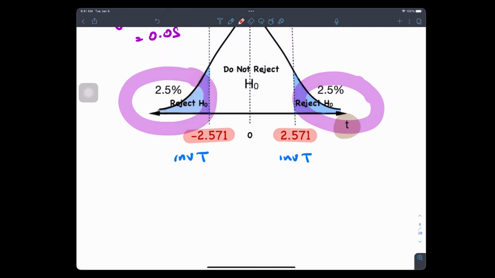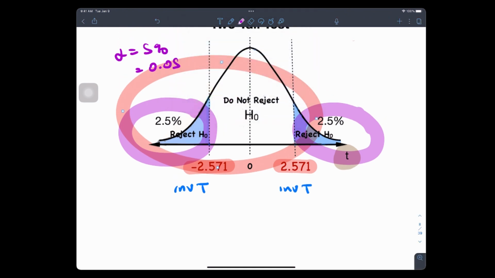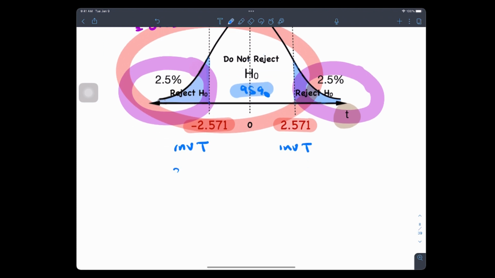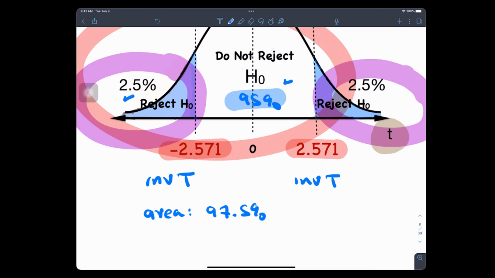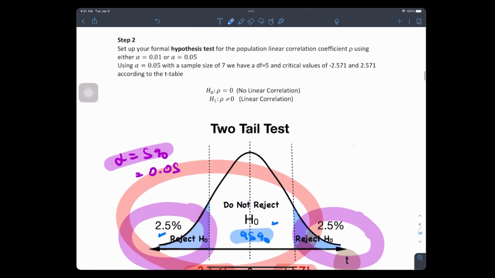But remember, inverse T wants the area to the left of the rightmost critical value. So if alpha is 5%, what percent is right in here? Do you guys know? Isn't that the complement, which is 95%? So area to the left of the rightmost critical value, remember we got to enter that. Isn't that going to be 97.5%? Because 5% plus 2.5, isn't that 97.5%? Right? You guys with me on that? You guys see that there? It's 97.5%. This is how you always use inverse t for two tails.